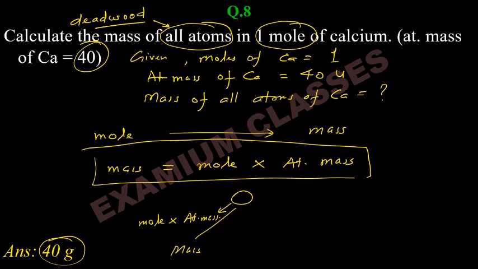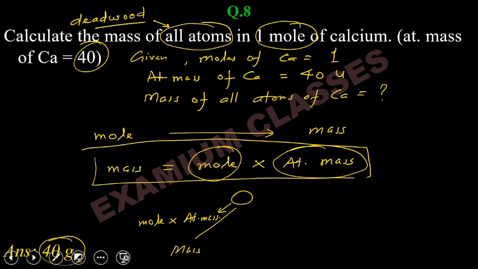No. You just need to apply the unitary method. You need to apply the unitary method: in 1 mole, these many grams, then in 0.2 mole or 1.2 mole, these many grams. So that's why in this formula, you just multiply the number of moles by atomic mass, nothing else. That actually takes care of the unitary method. Simple formula and you get the answer.